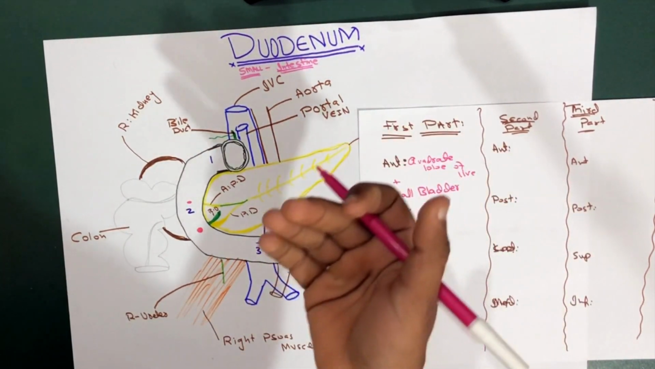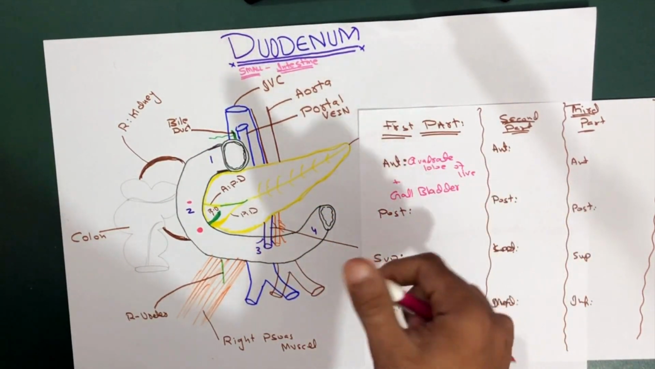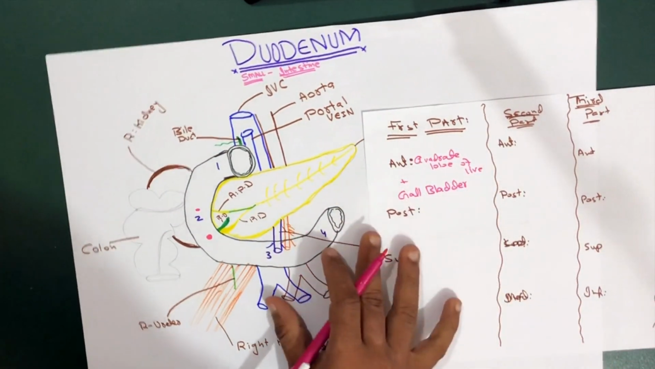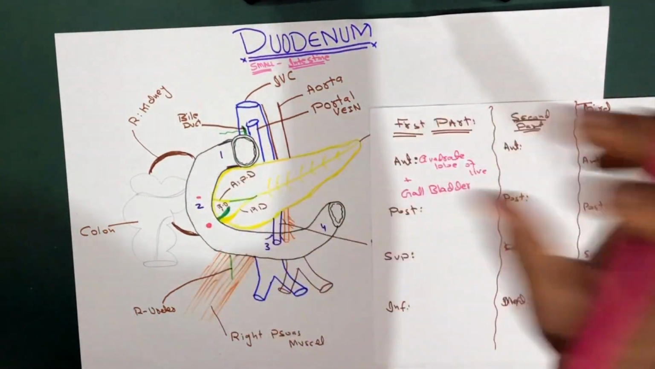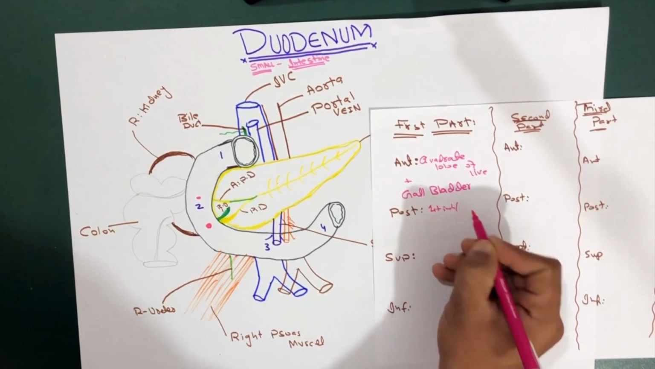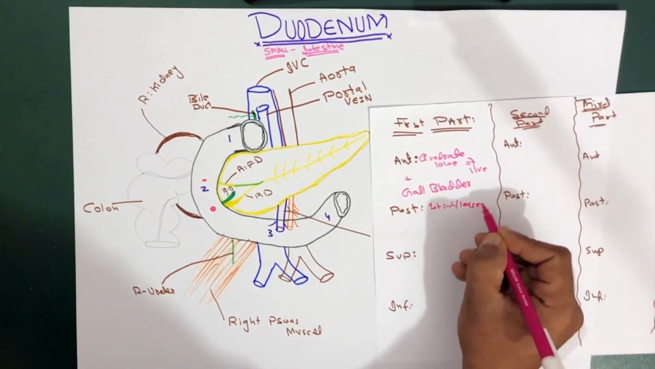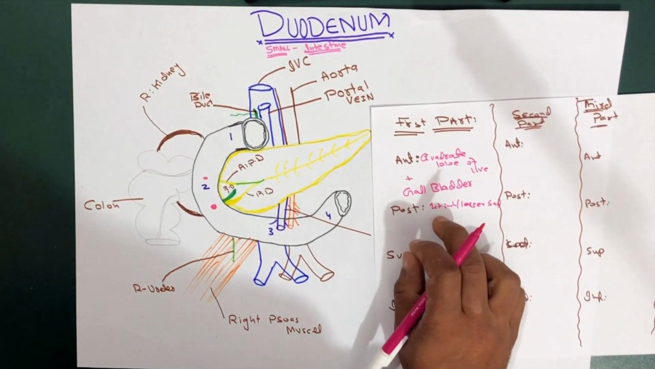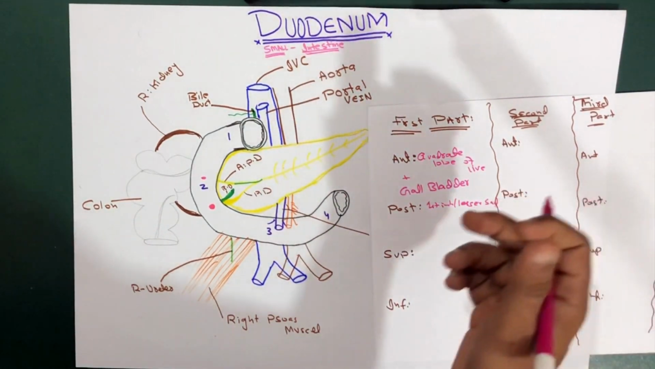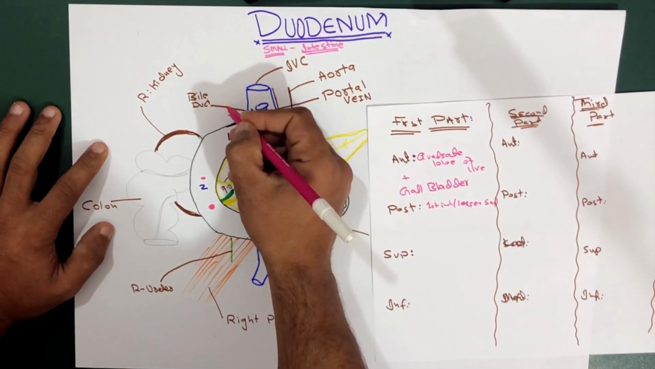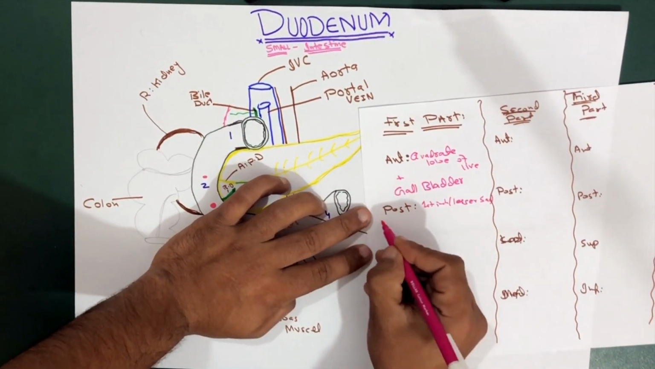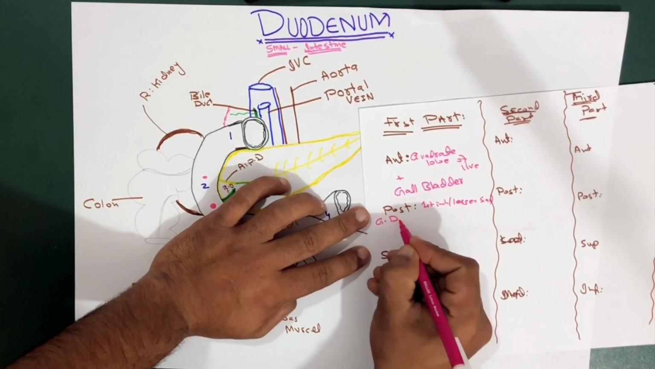Now the posterior. If somebody is asking what's posterior, you'll be saying that on the first inch of the first part we have the lesser sac, as we just talked about, because it attaches to the peritoneum. The peritoneum comes from the stomach, so we say in the first inch we have the lesser sac, not for the whole part. Other posterior structures include the gastroduodenal artery. Remember that the gastroduodenal artery comes this way, going posterior to the first part of the duodenum. So we'll be adding another artery, the gastroduodenal artery.